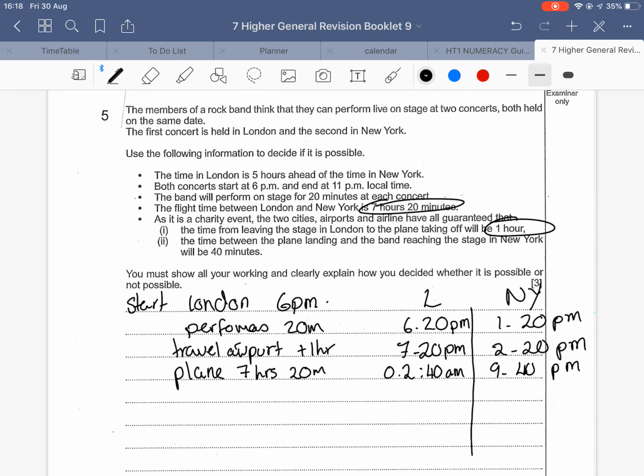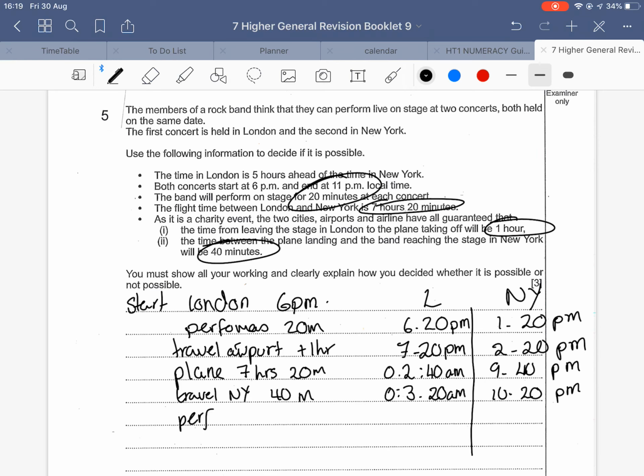Then the time between the plane landing and the band reaching the stage in New York will be 40 minutes. So travel to the New York stage, we've got 40 minutes. So 40 minutes on, London time, that's going to be 3:20 in the morning and 10:20 p.m. Do they make it? 20 minutes of the concert and it ends at 11 p.m. We've got loads of time. We've got 20 minutes spare.